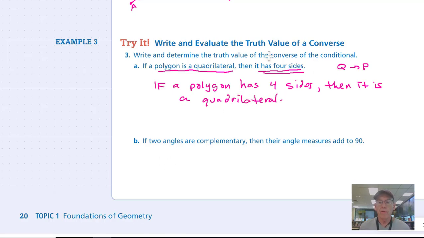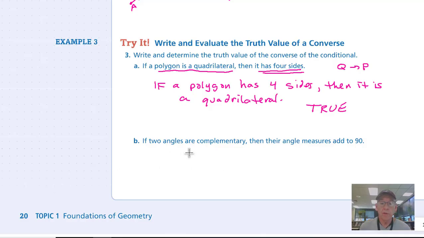So let's look at it. We want to evaluate the truth value of it. So let's assume that we have a polygon with 4 sides. And this is really a definition. A polygon that has 4 sides we call a four-sided quadrilateral. So this is really true on both sides. It's a true statement.